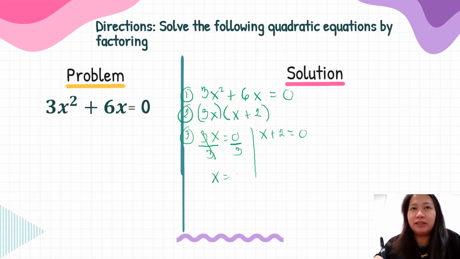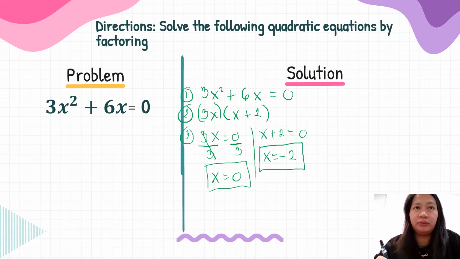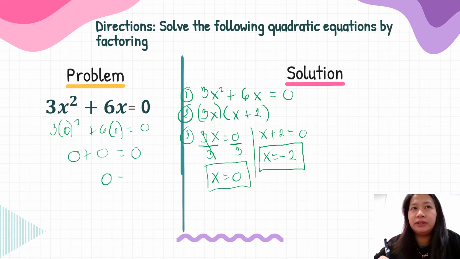So x now is equal to 0. And this one, ililipat lang sa kabila, kaya magiging negative 2. And you have the value of your x, 0. Another one is negative 2. At kapag sinubstitute po natin si 0, 0 squared, that's 0, plus 6 times 0, equals 0, magiging 0 lang po yan. Dalawang 0 yan. Ayan. And 0 is equal to 0. Okay na tayo kay 0 ha?